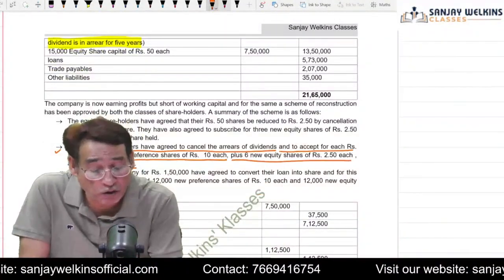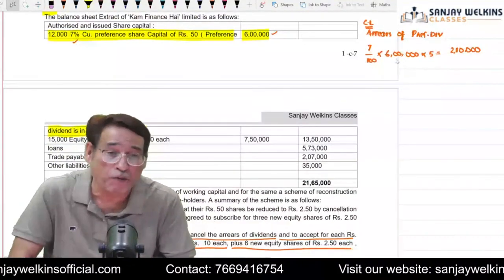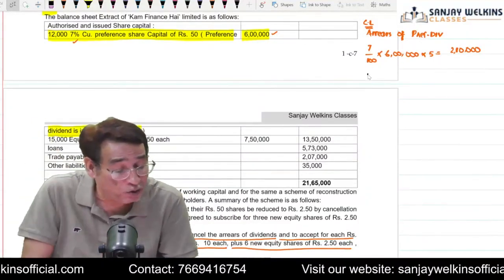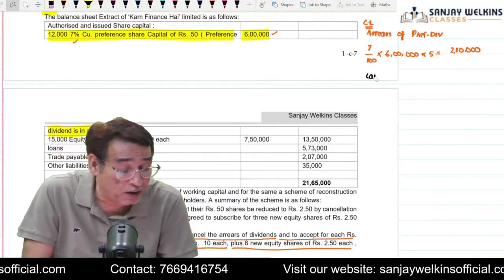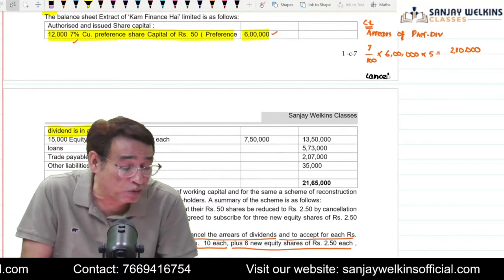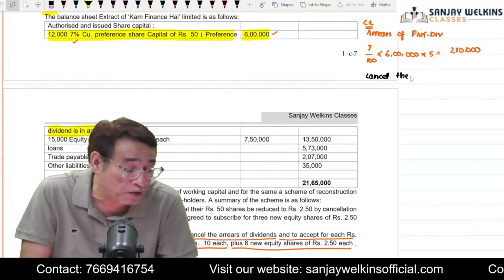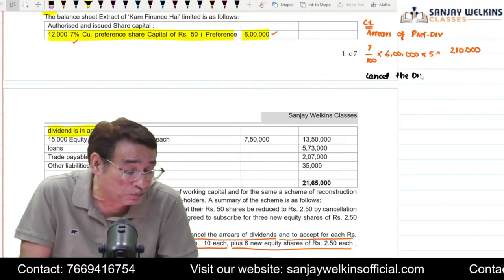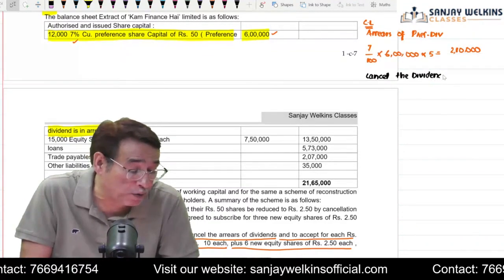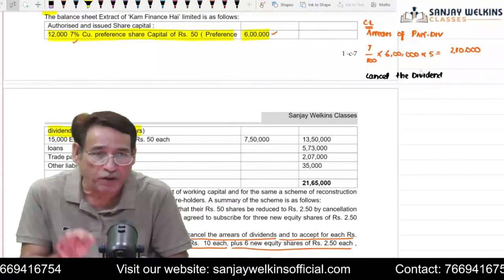In this particular question, first of all, you need to understand that it is given that preference shareholders have agreed to cancel their dividend. Oh my God, that means it is a gain to us because preference shareholders have agreed to cancel the dividend. Should I presume that it is a gain to you? Let me know whether I should consider it as a gain to the company or not.